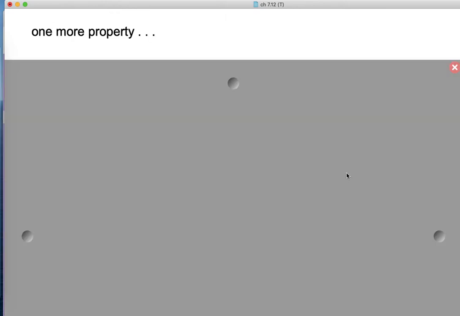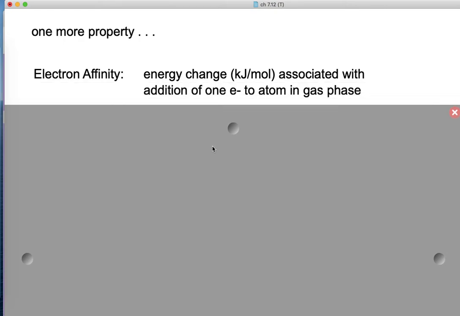But there is one more property I want to talk about that's mentioned in the textbook, and that property is electron affinity. Electron affinity is the energy change associated with the addition of one electron to an atom in the gas phase. So it's kind of the opposite of ionization energy. Instead of the energy you have to put in to remove an electron, it's the energy change that occurs when you add an electron to the atom in the gas phase.